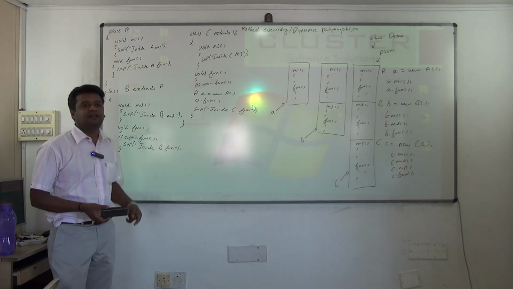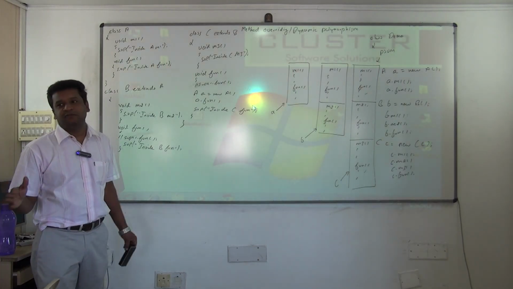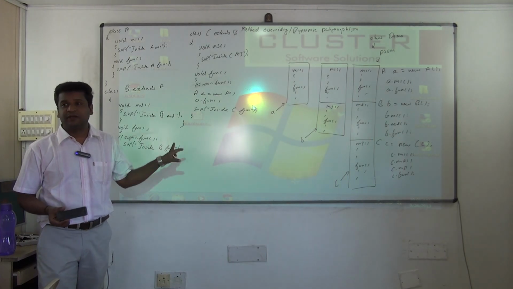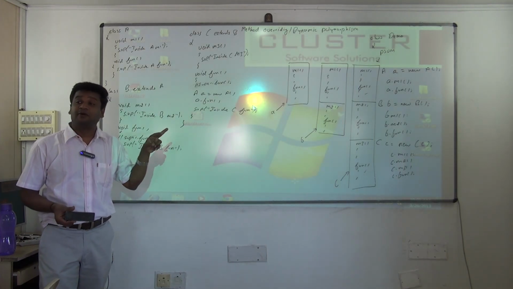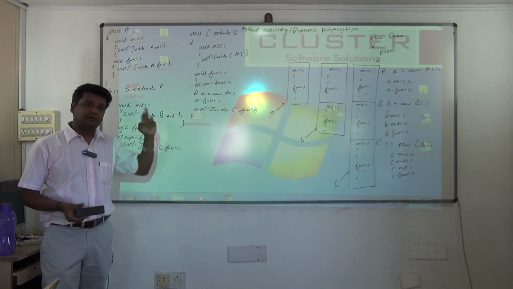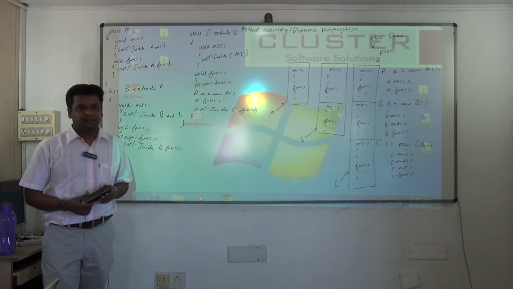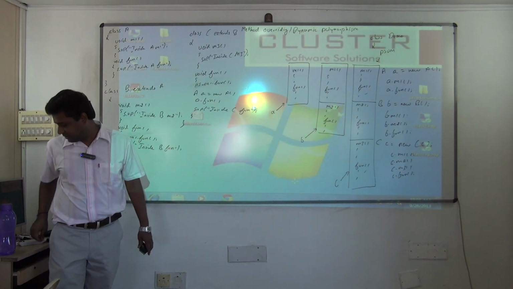You can try with another level, class D extends C. If you want, you can override anything. I am just overriding fun here. In class D you can override M1, M2 and M3, anything you can override. Whichever you are not happy with, you change. Clear?